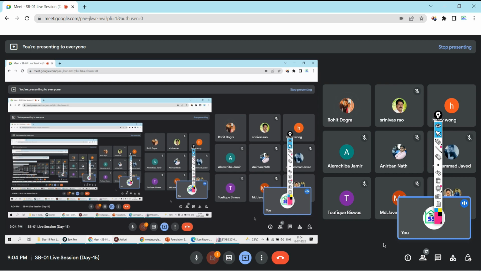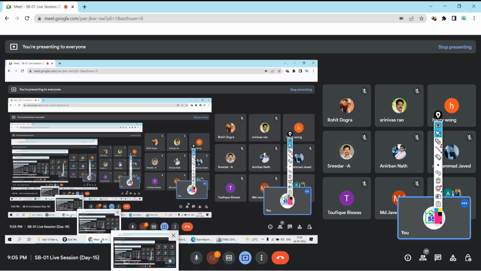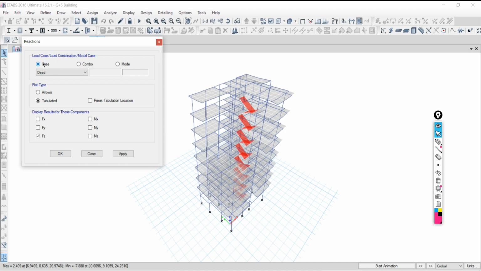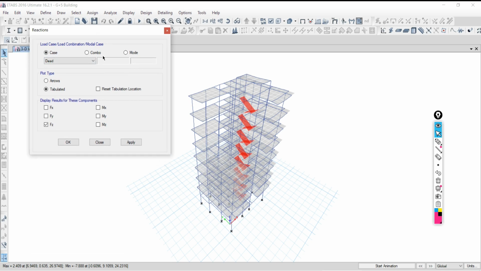Service. Service load. Okay, what load combination we need to look at for finding out the base reaction? Either service load combination or factored load combination. Service load combination, right? So just go to the cases. If you want to see the result for individual load pattern, you can look at that. All our previous batch students know this very well.